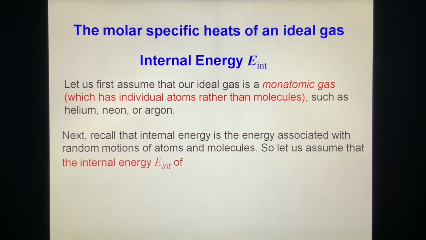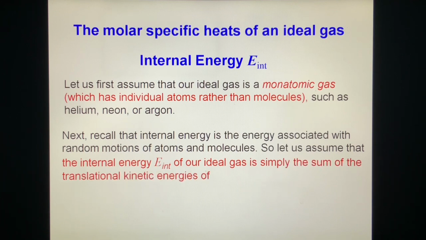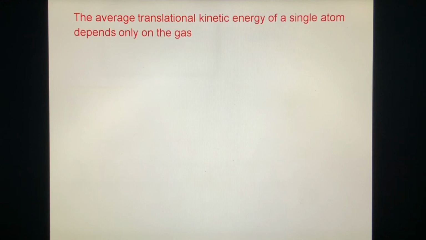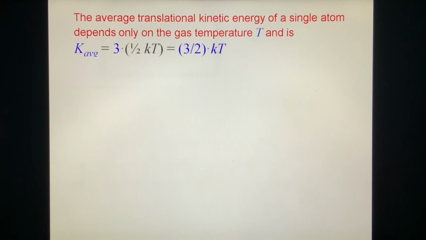So let us assume that the internal energy E internal of our ideal gas is simply the sum of the translational kinetic energy of its atoms. Individual atoms do not have rotational kinetic energy, and no potential energy is involved because the distance between them is pretty far away. The average translational kinetic energy of a single atom depends only on the gas temperature T and is K average equal to 3 times half kT, equals 3/2 kT.